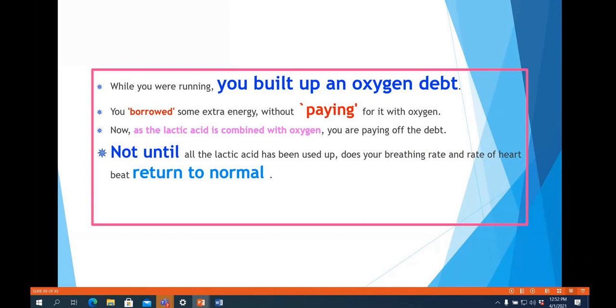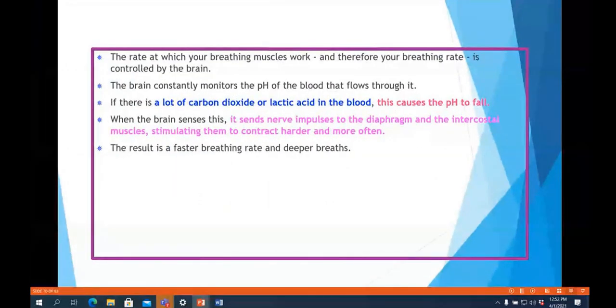Not until all the lactic acid has been used up do your breathing and heart rate return to normal. So for normal healthy people, it might take 7 to 8 minutes to bring your oxygen level back to normal in order to pay off the oxygen debt. But again, if you have any medical condition or if your age is more, it might take a longer time, maybe 15 minutes, for some people 20 minutes, depending upon their health condition. Clear? Are you following me, ladies? We did this already in this topic when we were discussing oxygen debt. Is it clear? Yes, teacher, all clear.